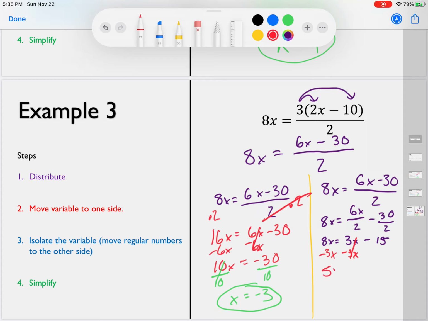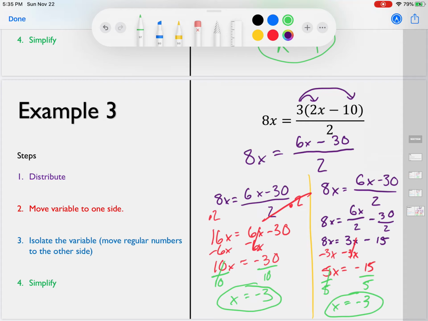So we would move the variable to one side, so minus 3x on both sides, keep the equation nice and happy. So we're left with 5x equals negative 15. And then we would need to divide both sides by 5 to simplify, get that variable all by itself. We're left with x equals negative 3.